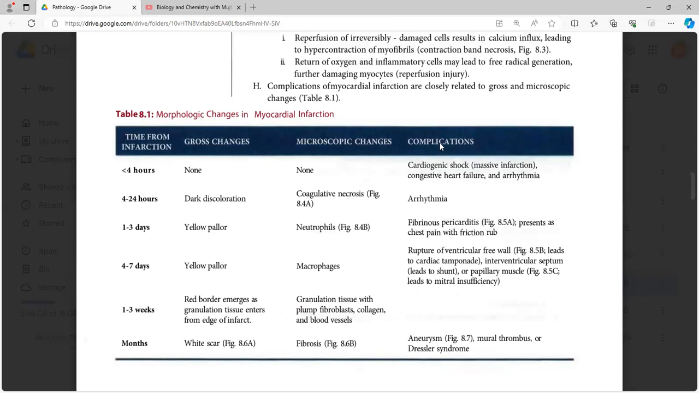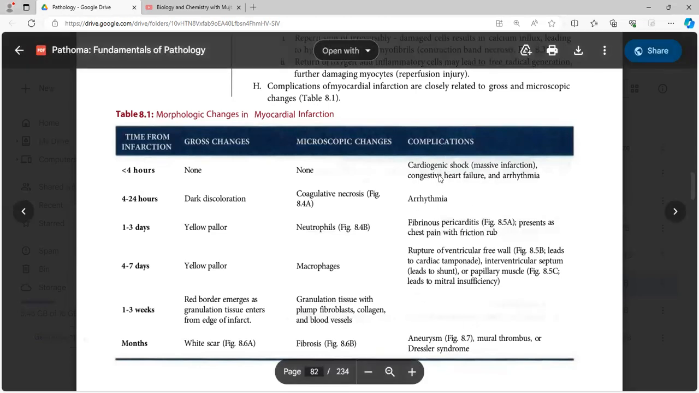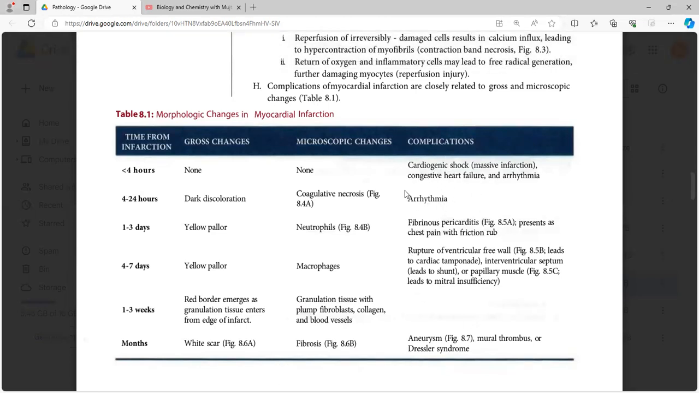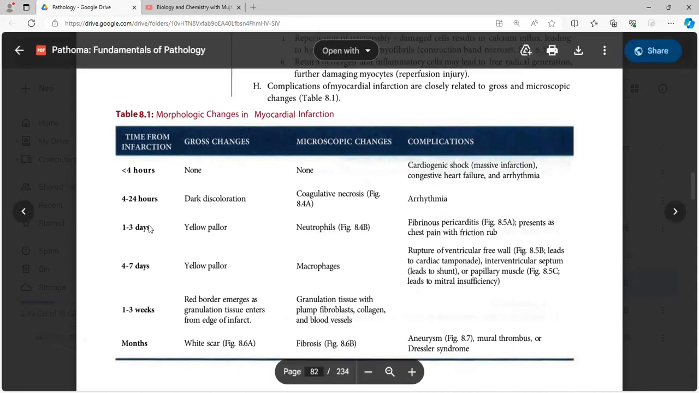Here is the list of all the complications which can arise. There will be arrhythmia, meaning that the atrium and ventricle will not be synchronized with each other, and the beating of the heart will not be in complete synchronization in systole and diastole because of the MI. Now, as the days progress, the changes become more and more visible.